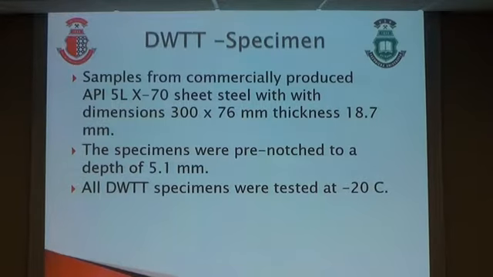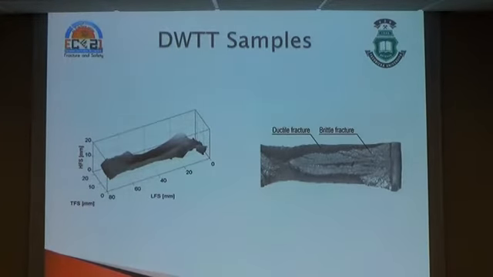Since I'm not a material engineer, only a few words about my samples. They are DWTT test samples with the following sizes. It was pre-notched with a notch about 5 millimeters deep, and the test was realized at a temperature of -20 degrees centigrade. This is an example of how the broken sample looks. We can see there is a tongue of brittle fracture, and there occurred the ductile fracture area, and there is the notch of the surface.